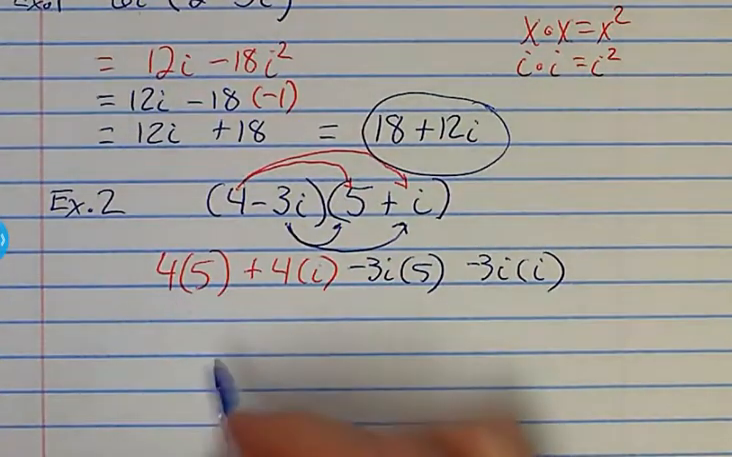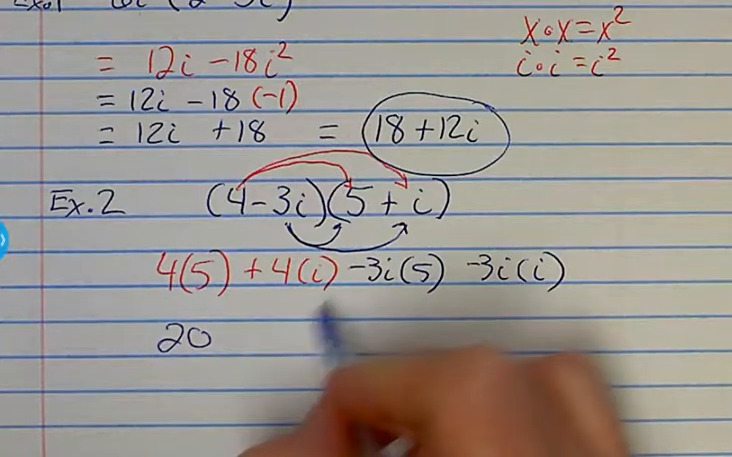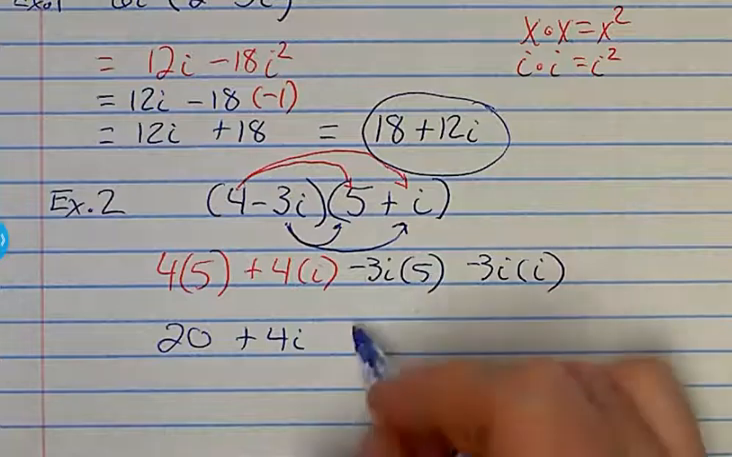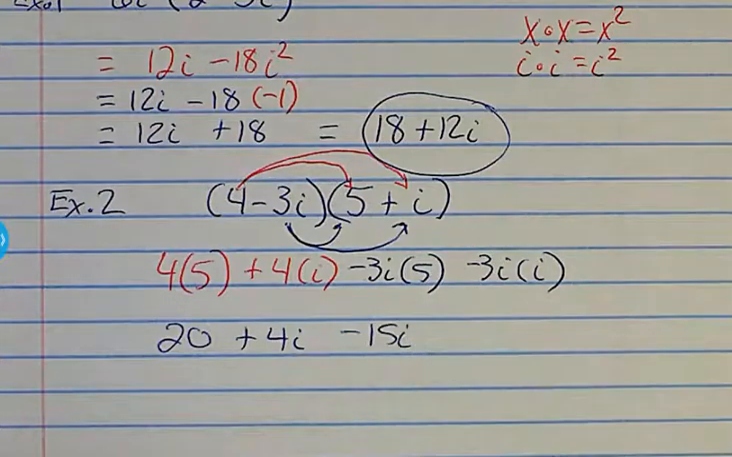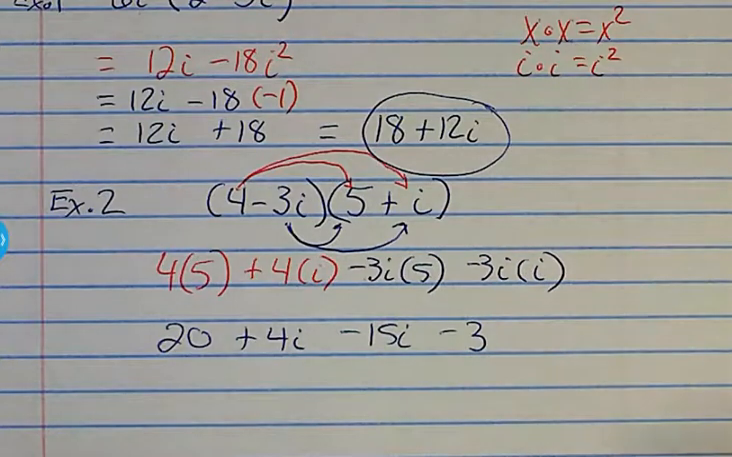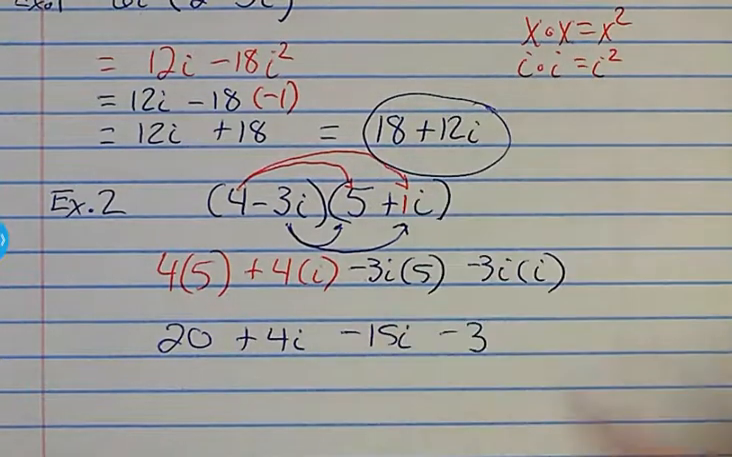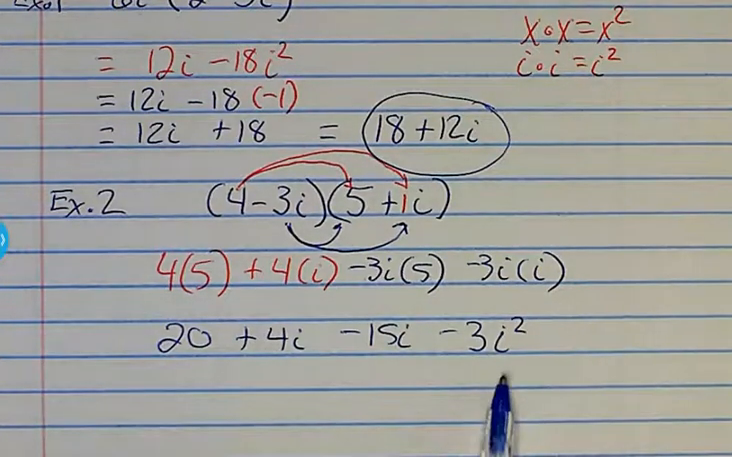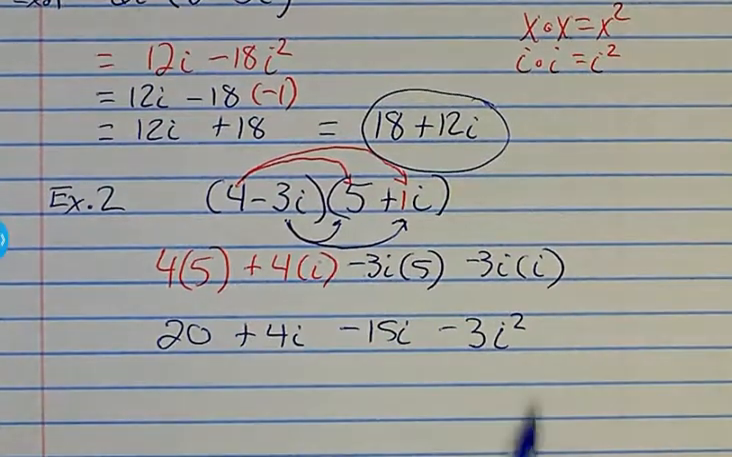Okay, 4 times 5 is 20. 4 times i is just 4i. Negative 3i times 5 is a negative 15i. And negative 3 times basically a 1 there, if you think about that being a 1i back here. When you do i times i, that's going to make that i squared. That's the one thing, if there's one part in here you have to be careful of, I think it's that when you do i times i, that's going to make it i squared.